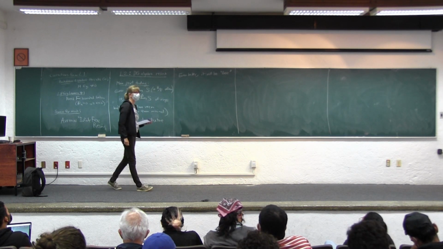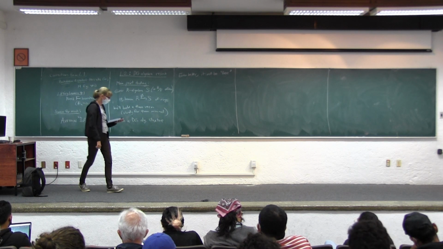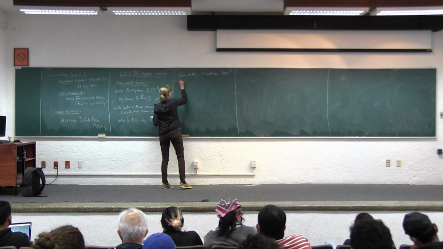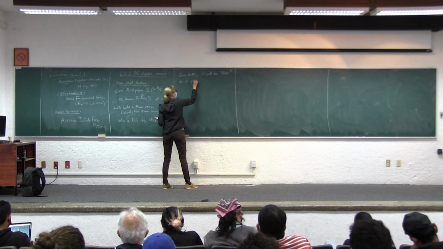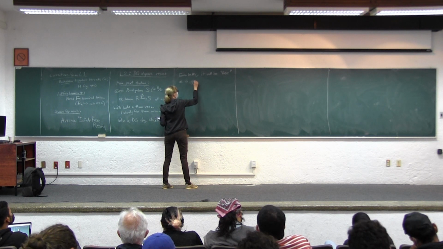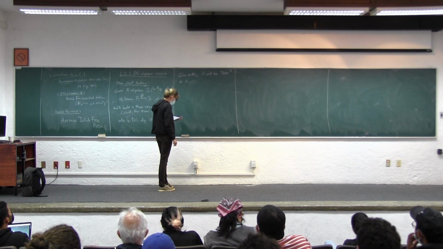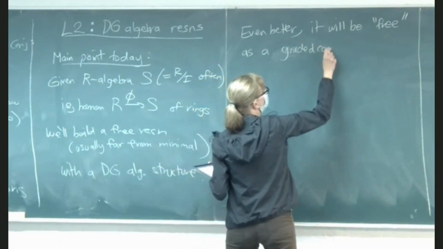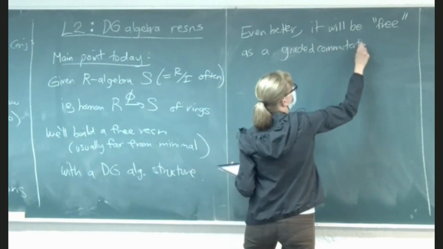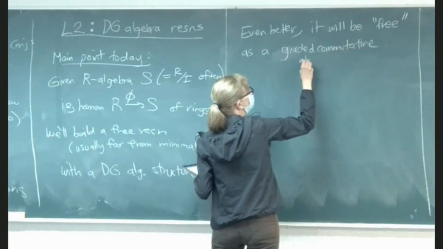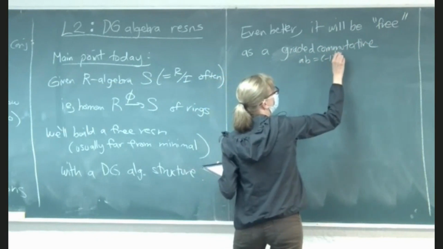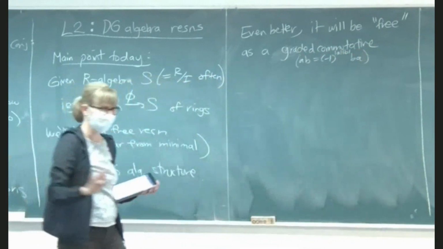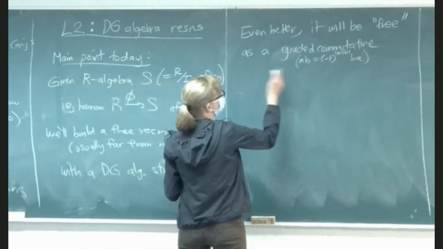In what sense? Well, we're talking about algebras now, so we want it not to be free as a module. Well, it will be, but as a graded, why did I write graded? What happened to me? Oh yeah, sorry. Graded commutative, which just means that ab is (-1)^{|a||b|} ba. So it means commutative up to sign. Is a graded commutative, as a graded commutative algebra.